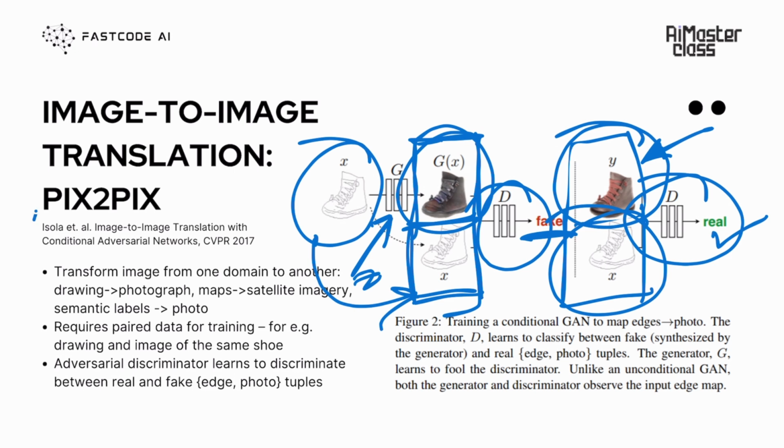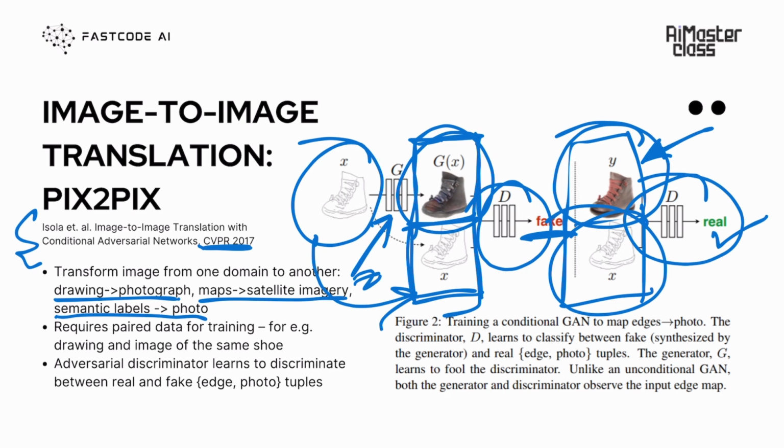So what are Isola et al. doing in their paper, Image-to-Image Translation with Conditional Adversarial Networks, CVPR 2017? CVPR is a major computer vision conference, and I try to attend it every year. For example, in 2026, it's happening in Denver. What we do is transform an image from one domain to the other, for example, from drawing to photograph, from maps to satellite imagery like we saw, or from semantic labels to a photo.